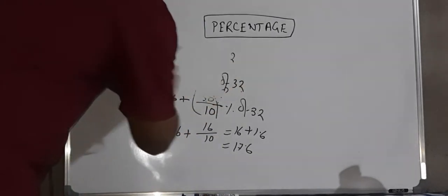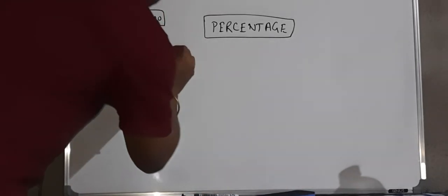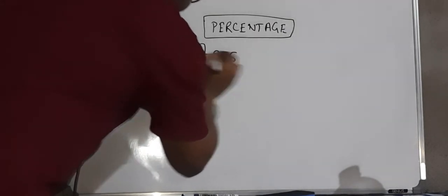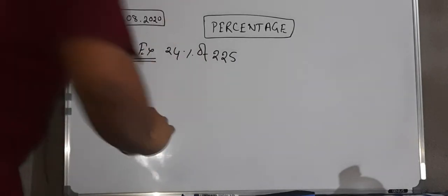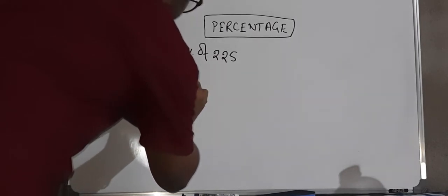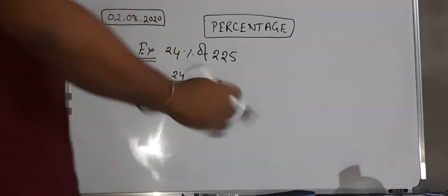Now let's take another example, another question of simplification based on percentage. Now let's say you have to find 24% of 225. 24% of 225 is 24 by 100 into 225, right? If you convert 24% into fraction, 24 by 100 into 225, or you can write it as 225 by 100 into 24, or 225% of 24.